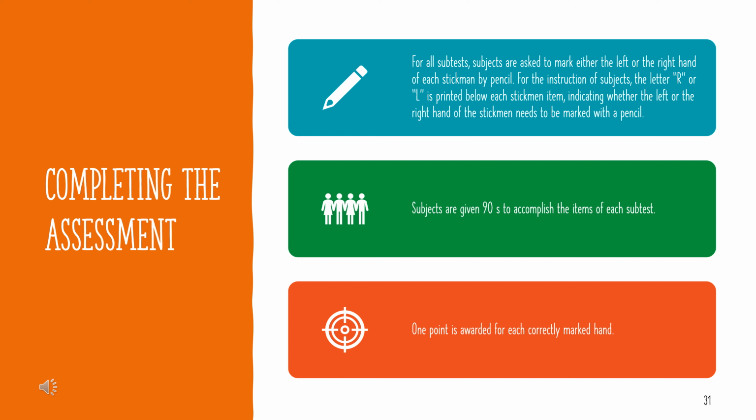To complete the assessment, for all subtests, participants are asked to mark either the left or the right hand of each stickman with a pencil. For the instruction of the subjects, the letter R or L is printed beneath each stickman item, indicating whether they need to fill in the right hand or the left hand. Subjects are given 90 seconds to accomplish the items of each subtest, and 1 point is to be awarded for each correctly marked hand.